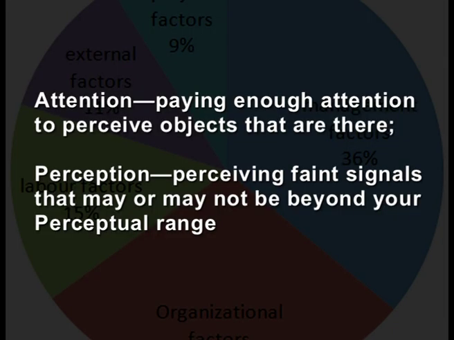Signal detection theory can be discussed in the context of attention, perception and memory. Attention: paying enough attention to perceive objects that are there. Perception: perceiving faint signals that may or may not be beyond your perceptual range, such as a very high pitched tone. Memory: indicating whether you have been exposed to a stimulus before, such as whether the word champagne appeared on the list that was being memorized.